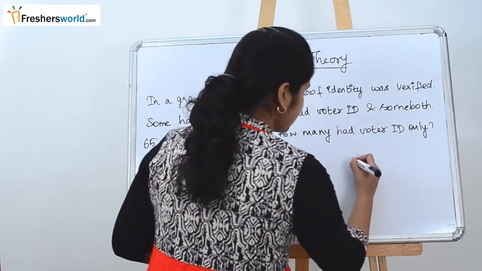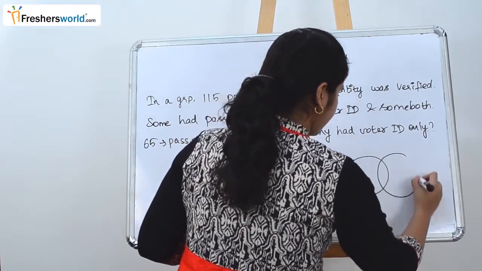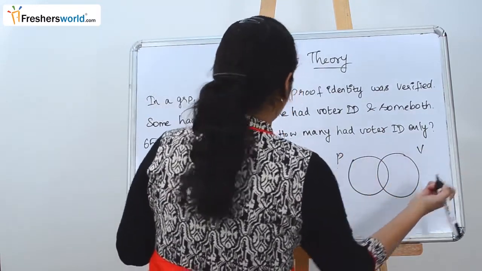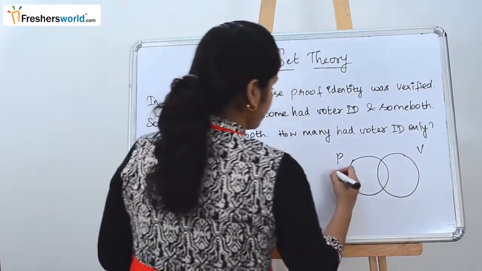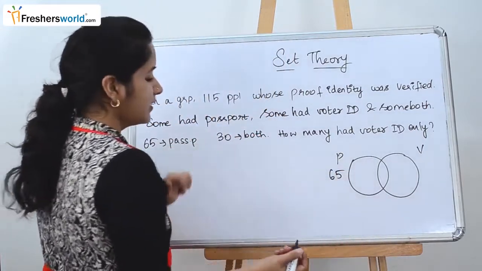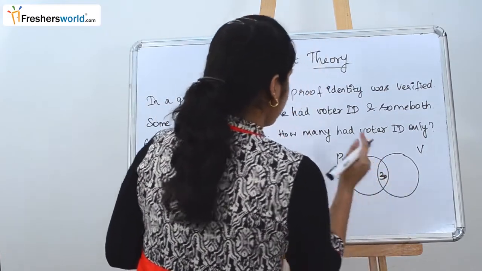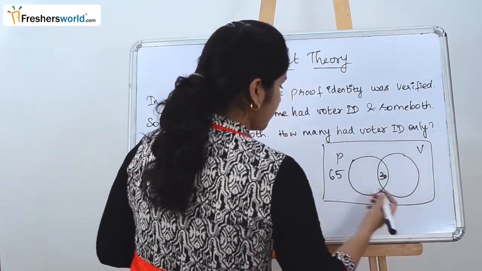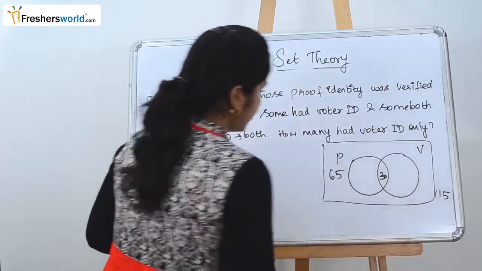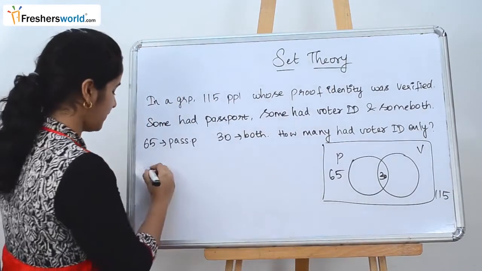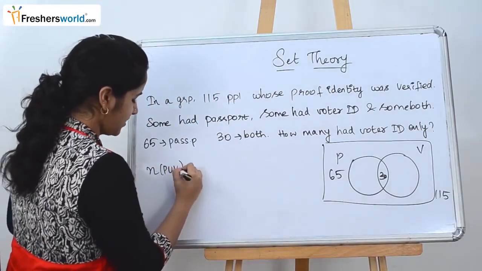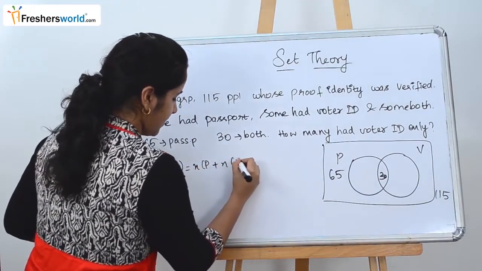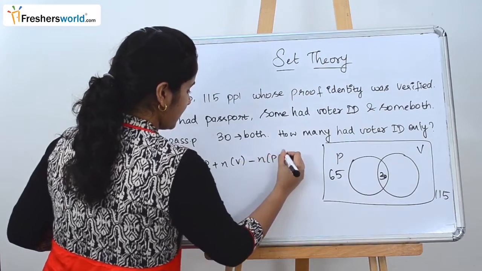To understand this, let's draw a Venn diagram. Let's say this is passport and this is voter ID. They are saying 65 had passport and 30 people had both passport and voter ID. So the total number of people they took the survey is 115. We are going to use the same formula to solve it. n of p union v is equal to n of p plus n of v minus n of p intersection v.